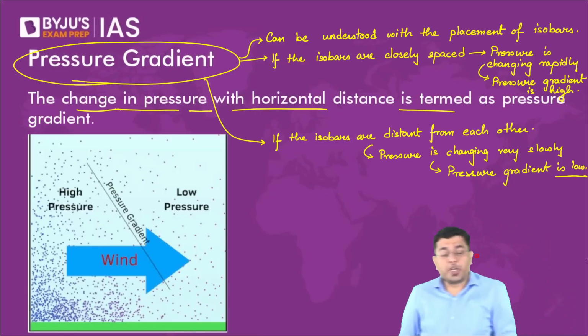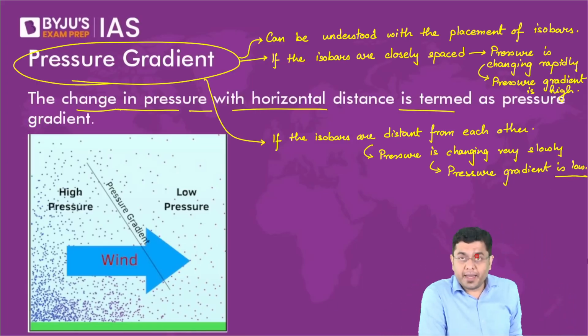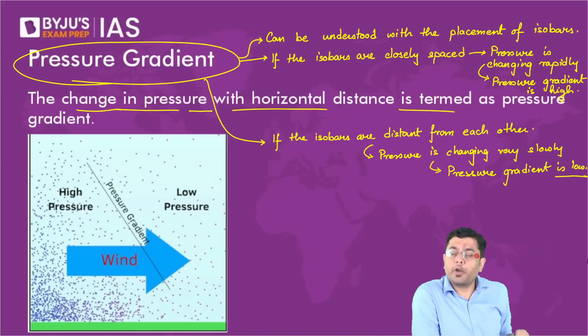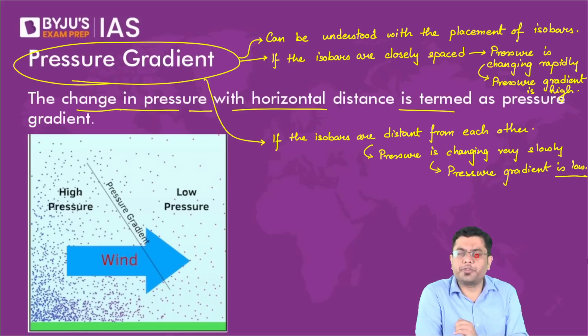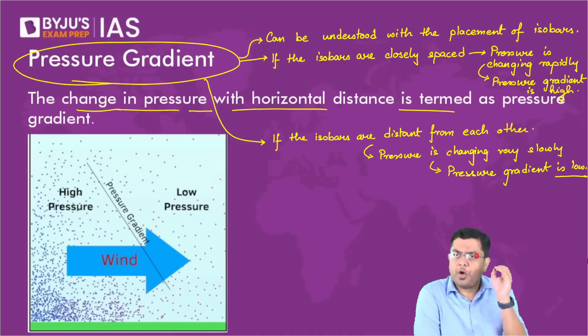Now, this pressure gradient is an important factor in order to determine the wind which moves from one region to another. We have seen earlier that wind will always end up moving from a region of high pressure to a region of low pressure. Under no condition will you come across a circumstance where a wind will blow from a low pressure to high pressure. So, wind always blows from a high to a low.